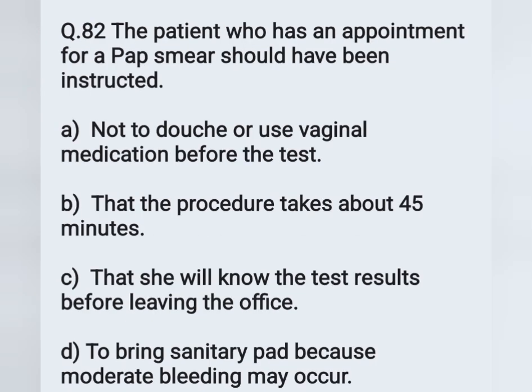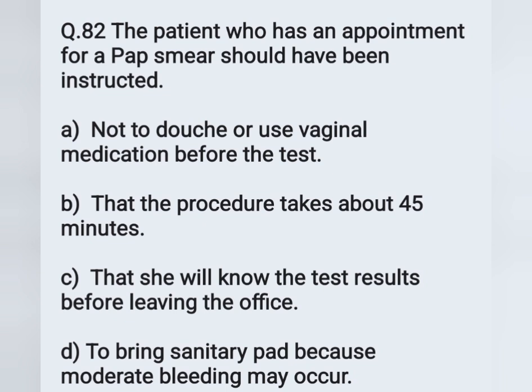And the next question number 82. The patient who has an appointment for a pap smear should have been instructed. Options: option A, not to douche or use vaginal medication before the test. Option B, that the procedure takes about 45 minutes. Option C, that she will know the test result before leaving the office. Option D, to bring a sanitary pad because moderate bleeding may occur.